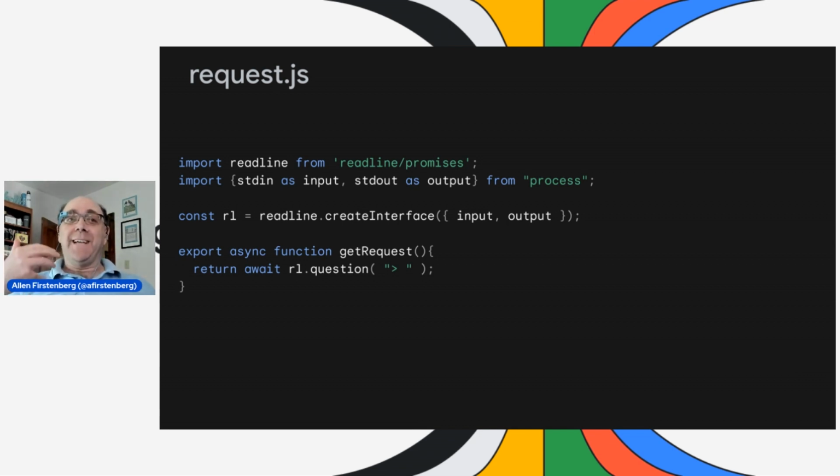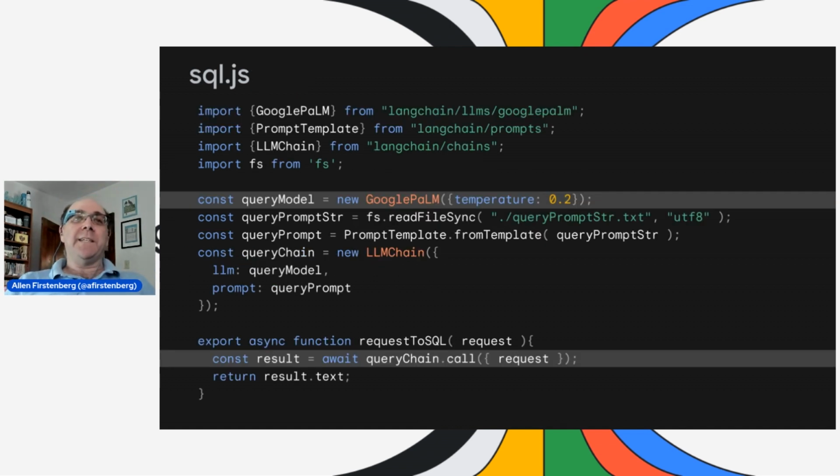Prompt for the request, get the value, return the value. Simple, straightforward, uninteresting. But it's building on the knowledge that we already have. Let's get some more interesting stuff. Okay, so how do we turn that request into SQL?